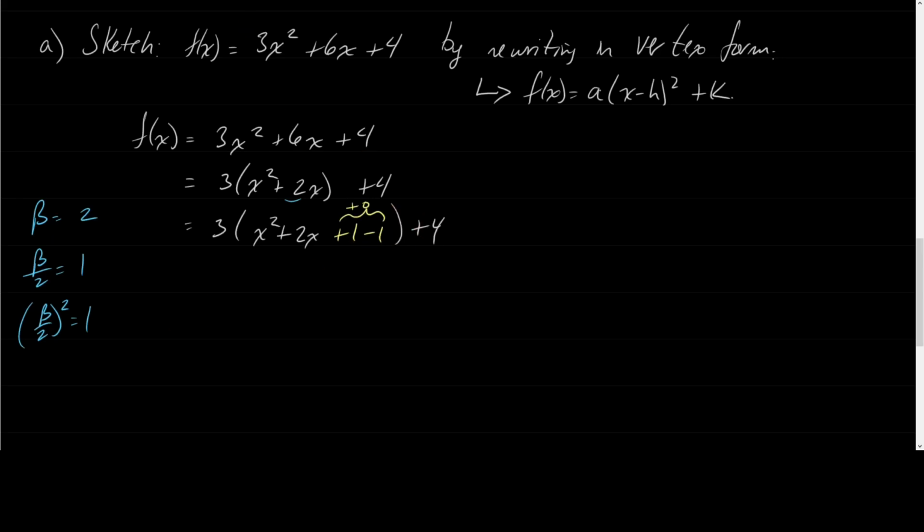Take the negative 1 out of there. So we have here 3 times x squared plus 2x plus 1. To take that negative 1 out here, we need to multiply it by that 3. So we have negative 3 plus 4. Finally, these three terms will always factor to something squared, and that something is the variable you're working with and your beta over 2. So plus 1. And negative 3 plus 4 is 1. So plus 1, right? So now that we completed the square, we have it in vertex form.